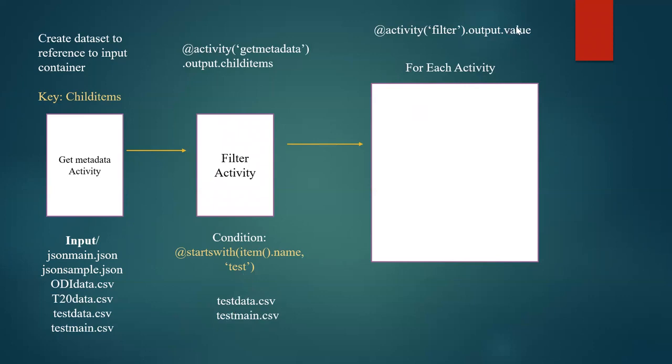So the values we are passing here. These were treated as child items when we passed them to the Filter. In the same way, these are treated as values, and we pass them to the ForEach activity. This ForEach activity helps us iterate one item at a time.